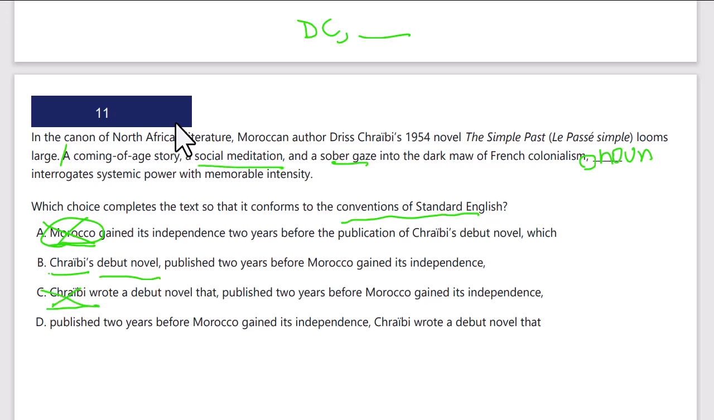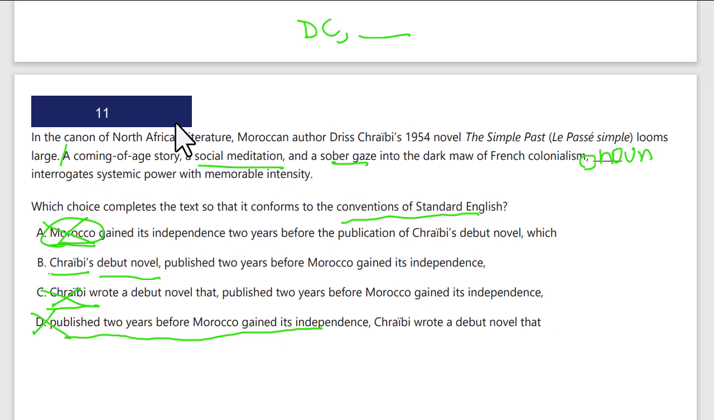How about this verb answer? There's always a strange verb answer in there, most of the time actually. "Published 2 years ago before Morocco gained its independence." Well, no, that's not a noun, which is what needs to be modified. And it's certainly not a social meditation or sober gaze. This is always the wrong answer.